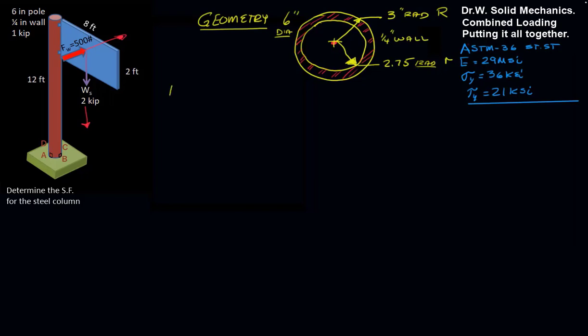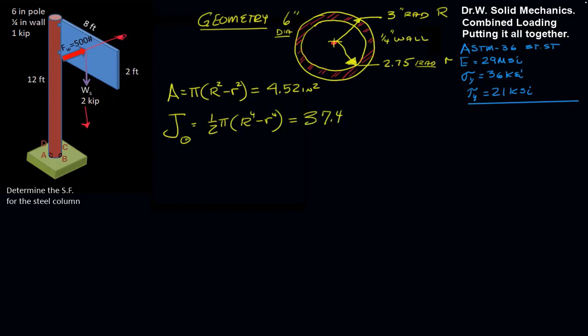And from here we can calculate the effective area, which would be pi times R outer squared minus R inner squared, 4.52 inches squared. We could calculate the polar area moment of inertia, which will be 1/2 pi times R outer to the fourth minus R inner to the fourth. And if we plug in our 3 inches and our 2.75, we'll get 37.4 inches to the fourth.